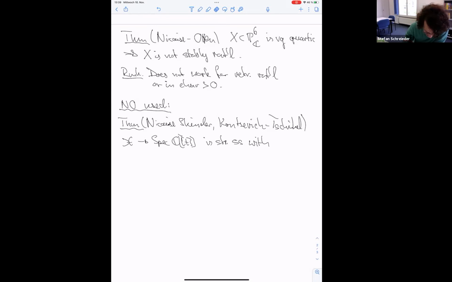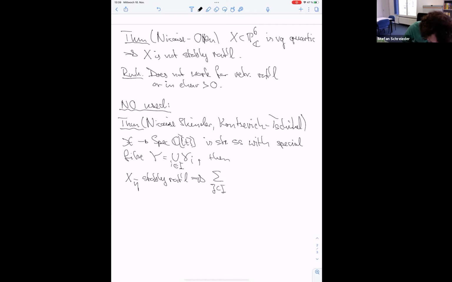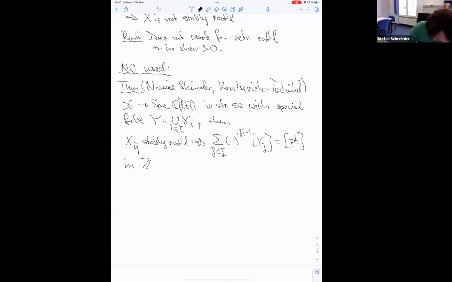So if you have such a nice degeneration with special fiber Y that has some components, then the geometric generic fiber, if that is stably rational, then a certain identity holds in the free abelian group of stable birational equivalence classes.